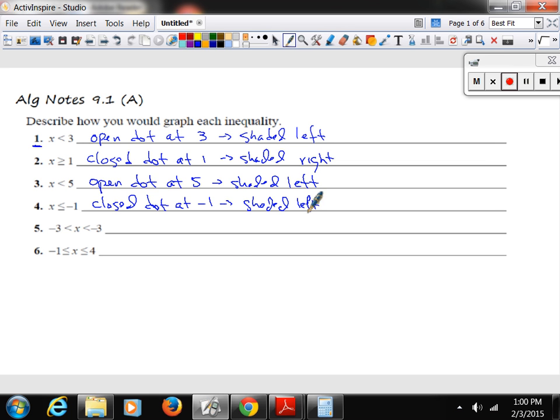Okay, Francisco, you had the next one for me? Ooh, this one's kind of a weird one. What would we do on this one? It looks to me like it's going to be open dots, because there's no equal sign, right? Wait a second. Oh, so it's both sides, it's -3. Open dot at -3, and then shaded both sides.